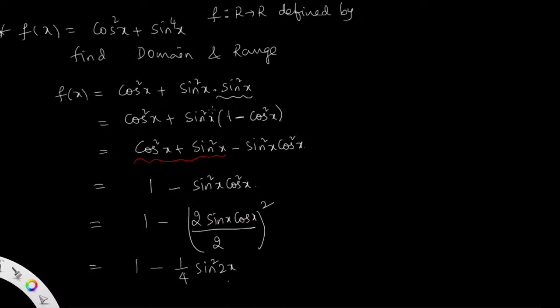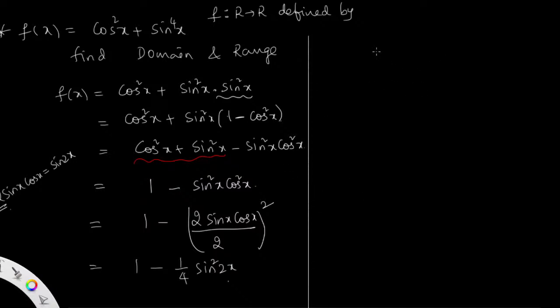Sin power 4x can be written as sin square x into sin square x. Then sin square x can also be written as 1 minus cos square x. Sin x into cos x: we know 2 sin x cos x is equal to sin 2x. If the 2 is not there, just multiply and divide by 2. So it is whole square, 1 minus 1 by 4 sin 2x. Yes, correct answer. Next goes to simplification.